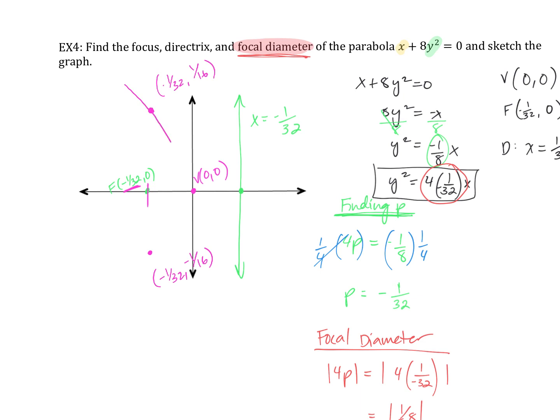And making sure there is a curve on my graph. And there we go. We have our lovely little parabola.